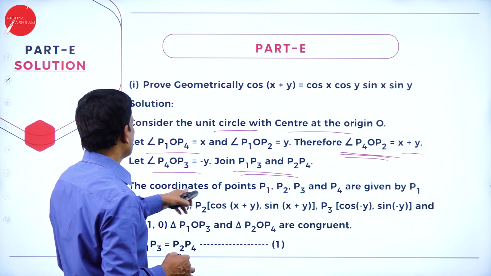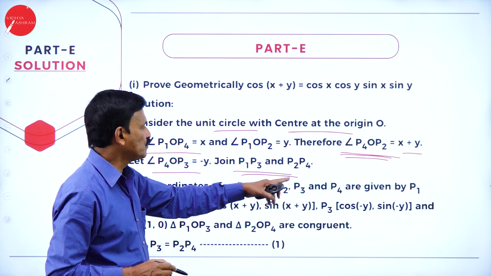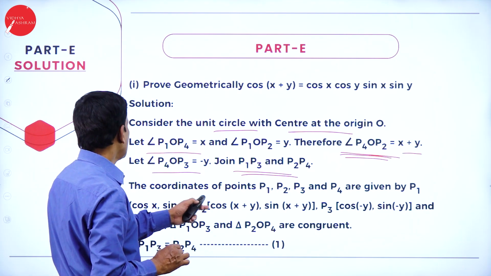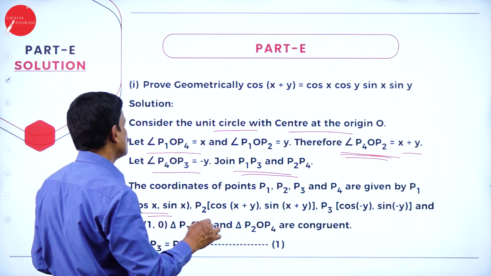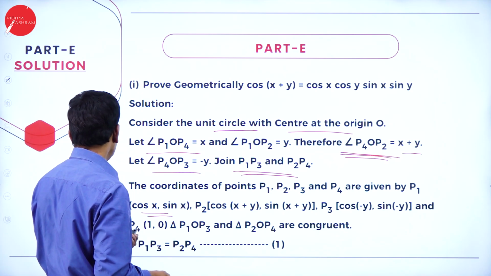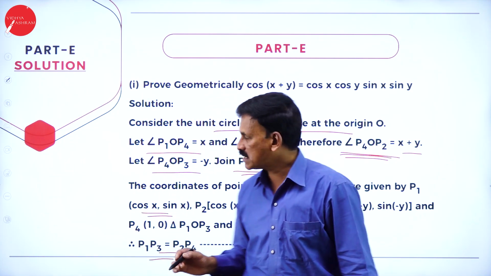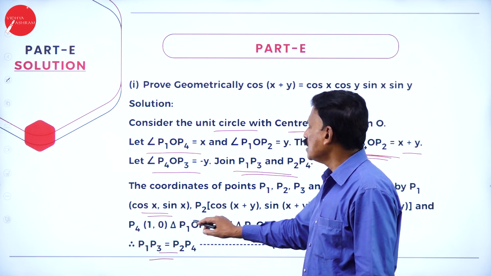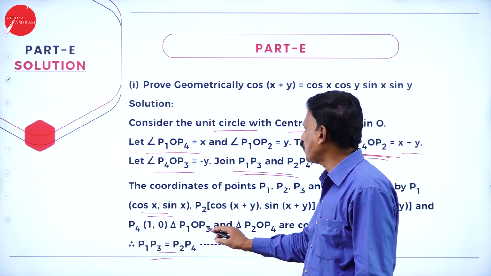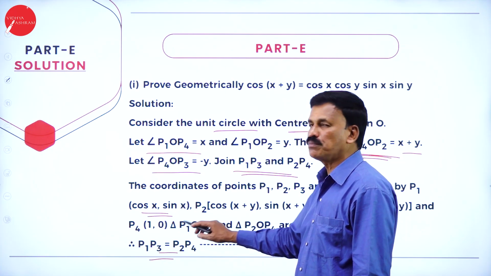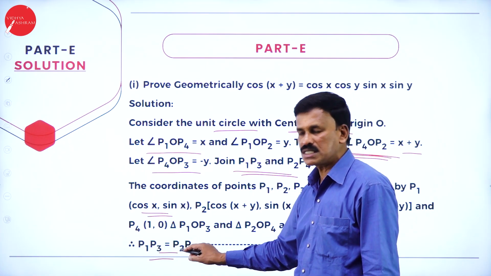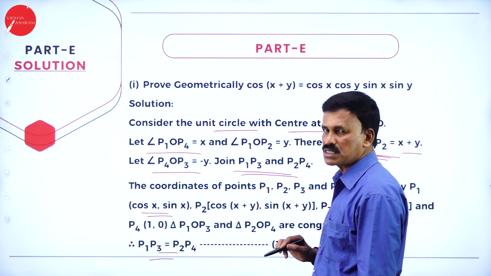The coordinates of the points P1, P2, P3 and P4 are given by: P1 is equal to cos x, sin x; P2 is equal to cos of x plus y, sin of x plus y; P3 is equal to cos of minus y, sin of minus y; and P4 is equal to 1, 0. Since the triangles P1 O P3 and P2 O P4 are congruent, the distance P1 P3 is equal to P2 P4. Let us call this equation number 1.